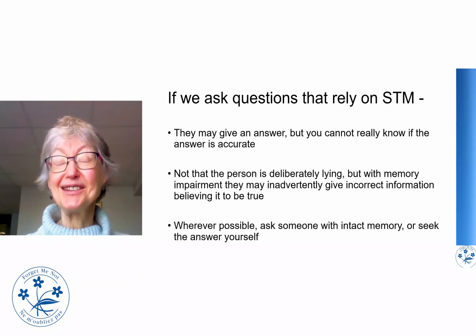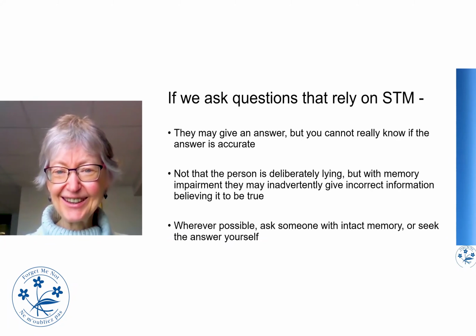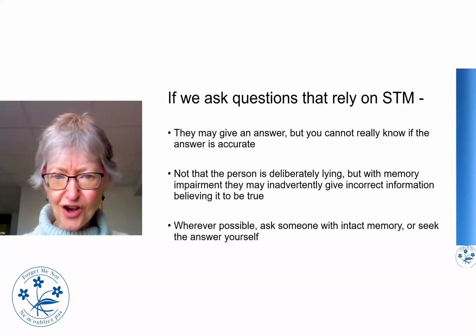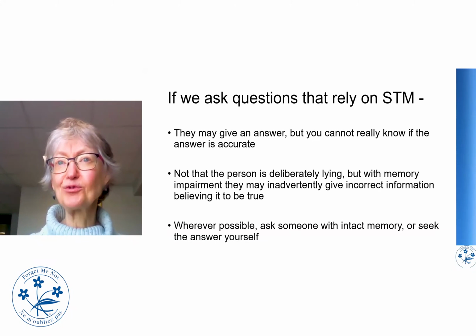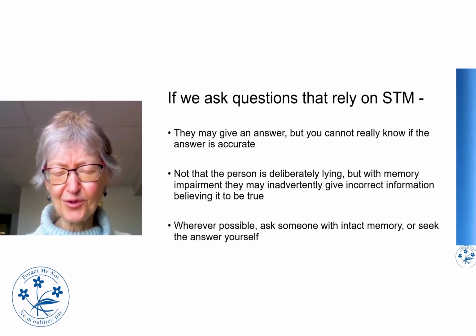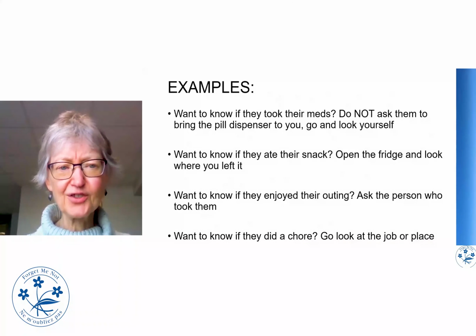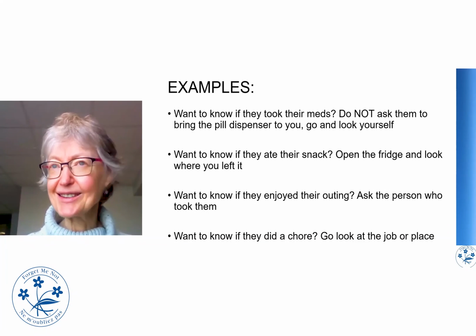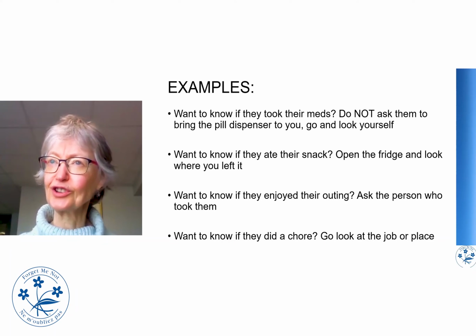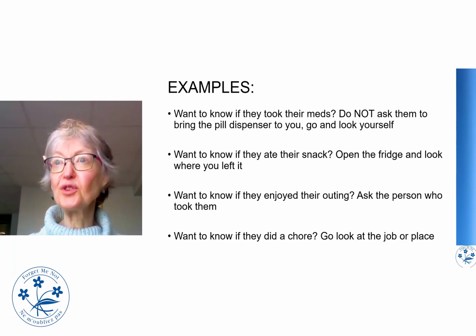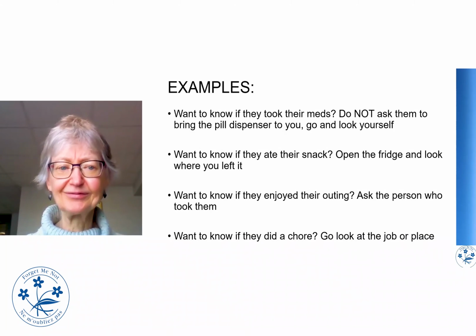If you ask somebody, did you have lunch today? Probably they will say yes, whether they had lunch today or not. And they will firmly believe that they had lunch today. So that's not always the best way to get information. Here are some examples. You want to know if they took their meds. Do not ask them to bring the pill dispenser to you. Just go, look, take a peek yourself. You want to know if they ate their snack. Open the fridge and look where you left it.